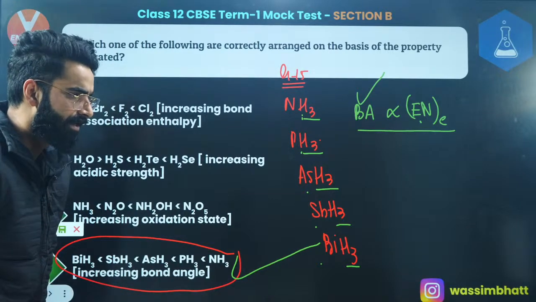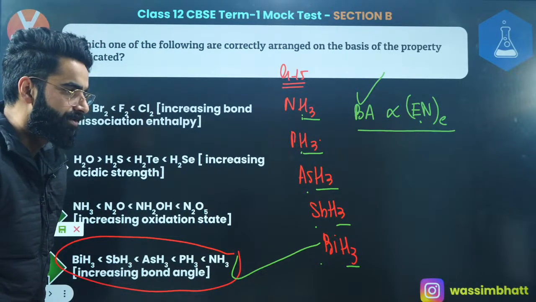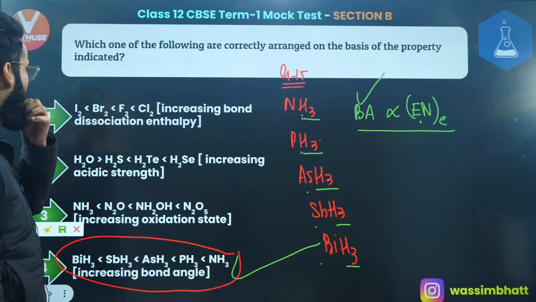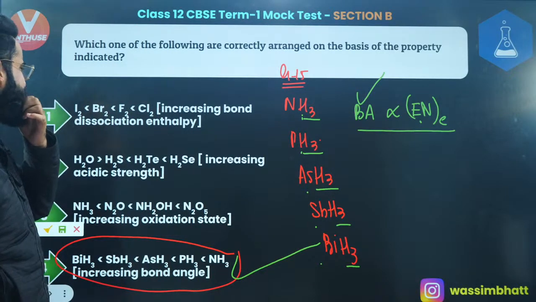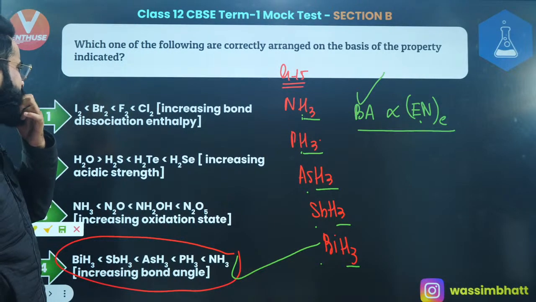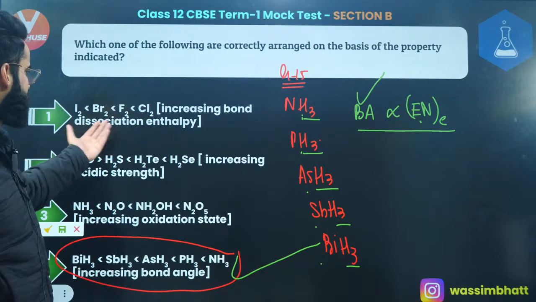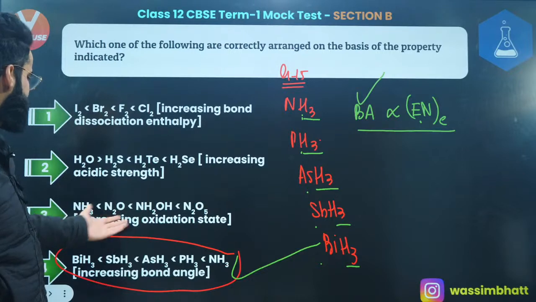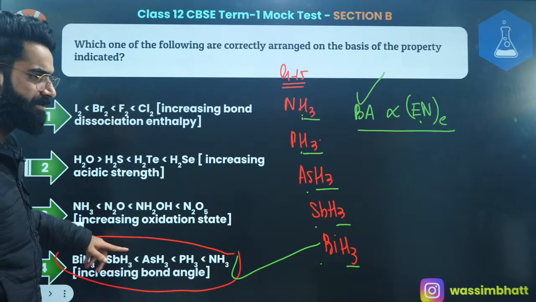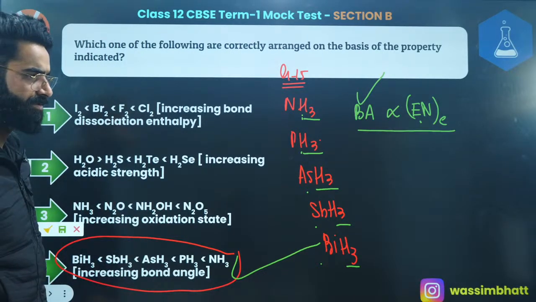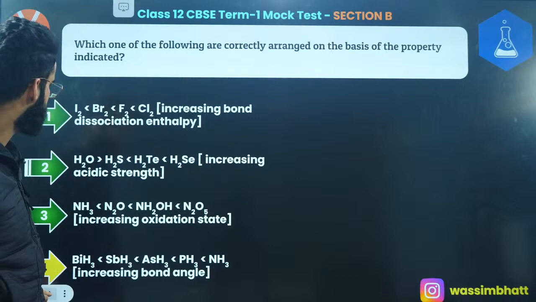So there is only one option which I could see over here which is absolutely correct. It's absolutely going to be option D. And all the other things which are given to us are not the correct forms. The dissociation energy, acidic strength, increasing oxidation state, no way. These are not the answers. It's absolutely going to be option D. Perfect.